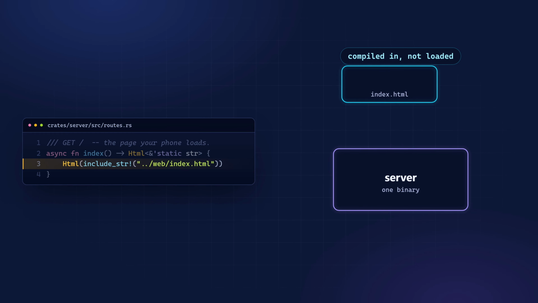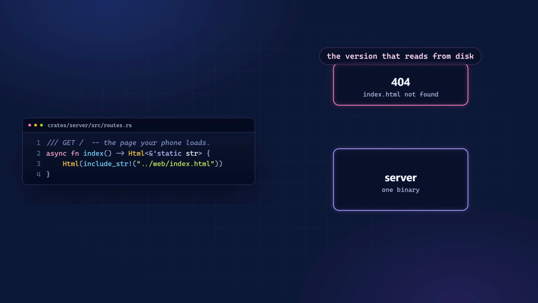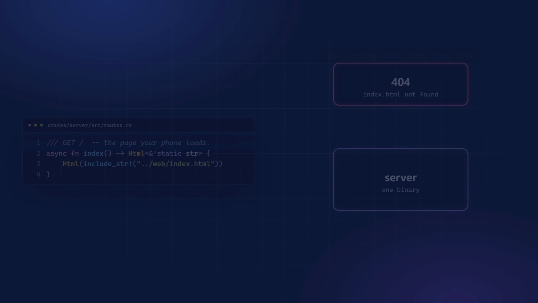The include_str macro successfully embeds HTML pages directly into the compiled binary. You securely deploy one single executable. There is no front-end folder to delete. Read it from disk instead and you literally beg for production file errors.